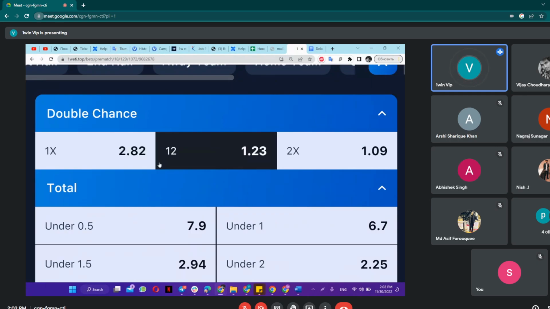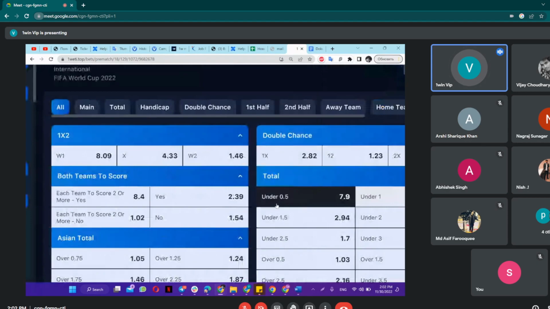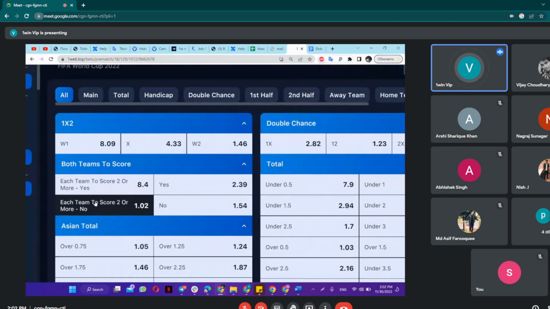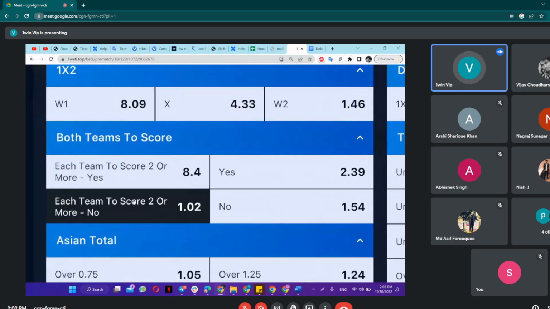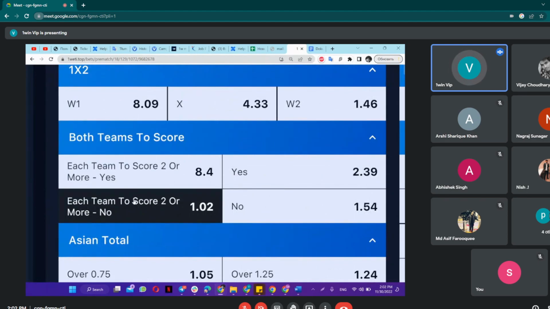Okay. Then let's continue with the third bet we have on top of the list. It's both teams to score.